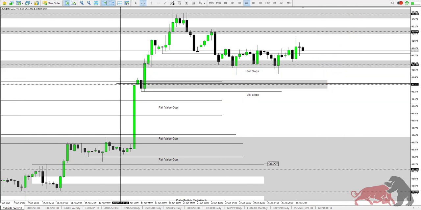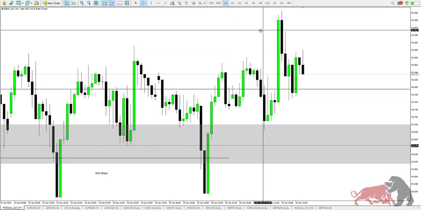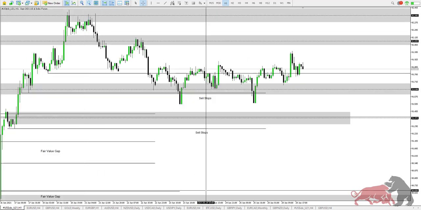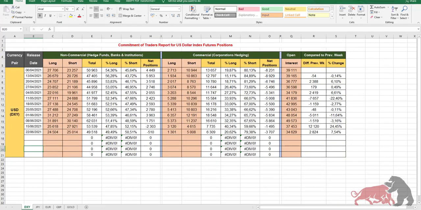Now, before we go any further, I just need to look at the COT number for dollar index. From last week, the non-commercials have taken profits on both sides of the market, long and short positions. But if you look at the exposure they are holding, they've actually added more longs, and they've taken almost 2% of their shorts.